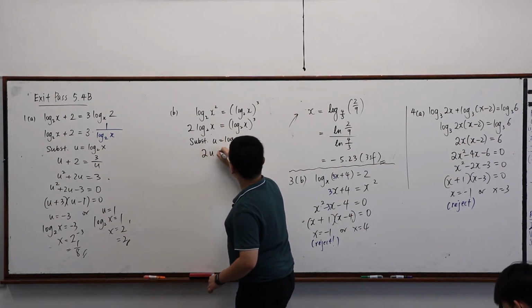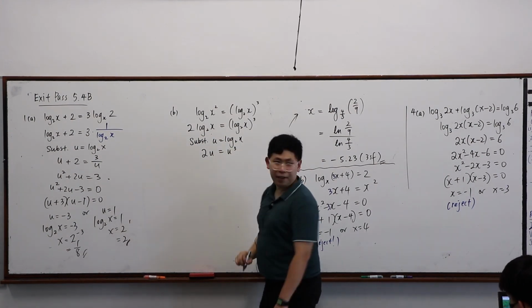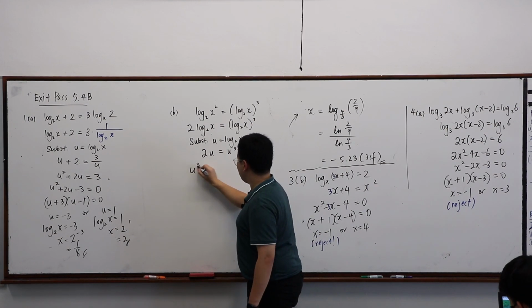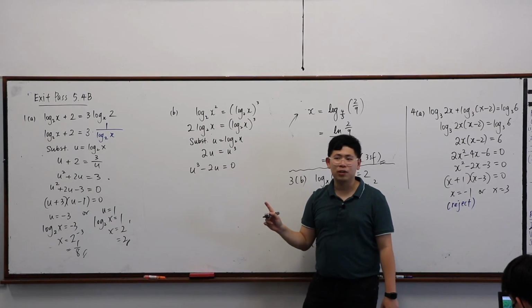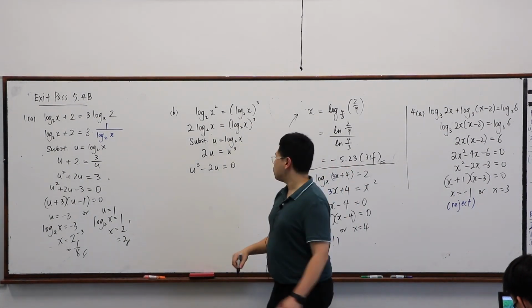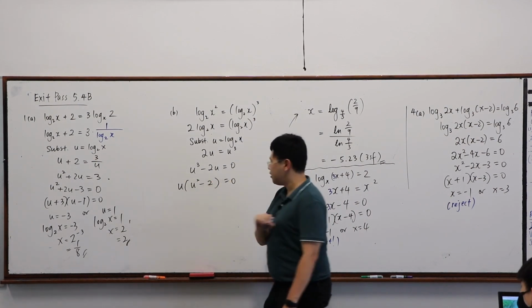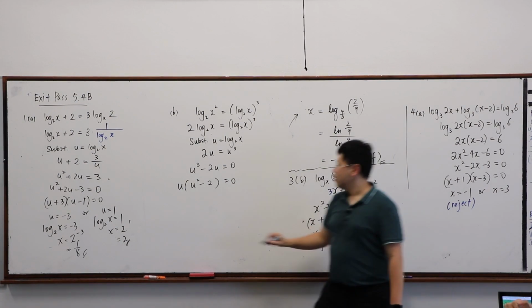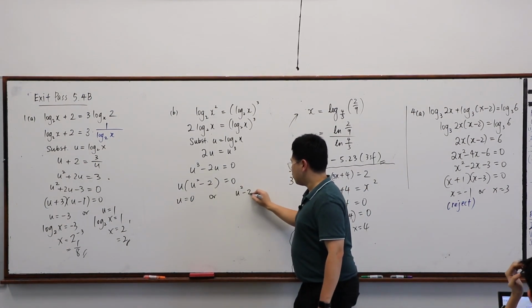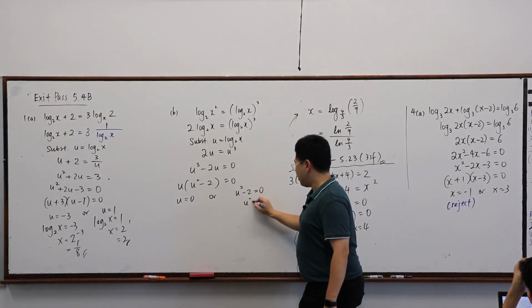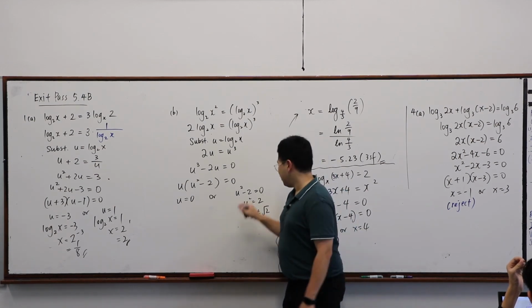So I have 2u is equal to u cubed. Then rearrange: u cubed minus 2u is equal to 0. So this is a cubic equation. How do we solve a cubic equation? Many methods. Let's try the straightforward one first. I have a u squared minus 2 over here, so factorize. Then u equals 0 or u squared minus 2 equals 0. Then u squared is equal to 2, so u is equal to plus minus square root of 2.